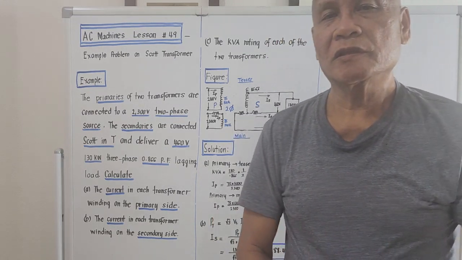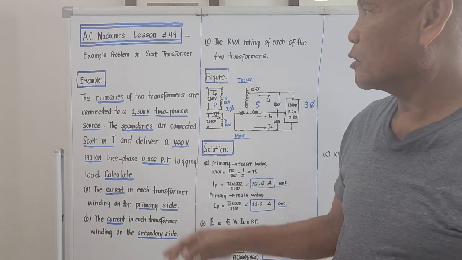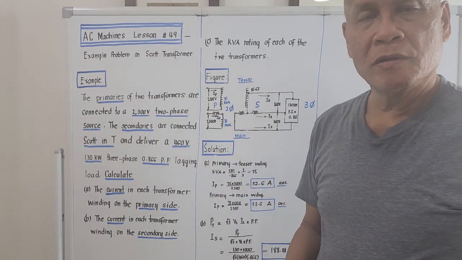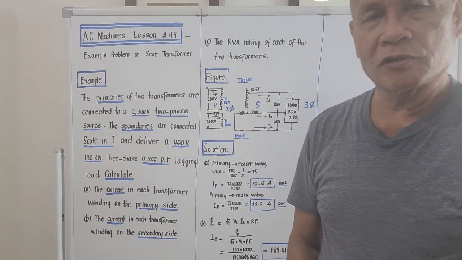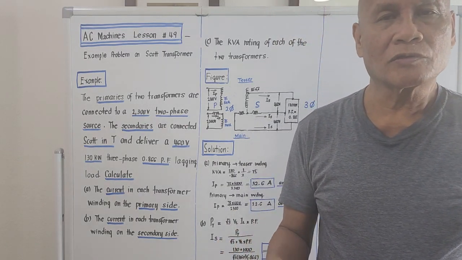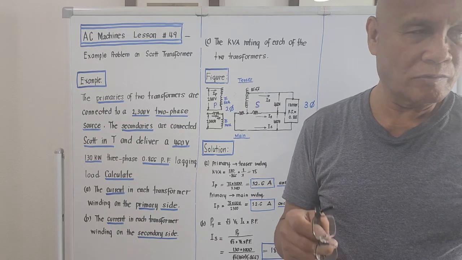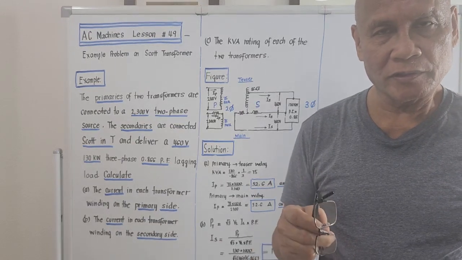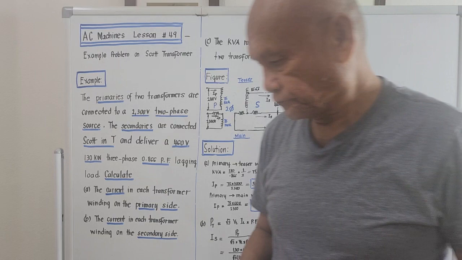My topic for this morning will be a continuation of AC machines. We are still on the study of transformers, and this will now be lesson number 49. The topic for this morning will be another example problem of the application of the so-called SCOTT connection of transformer, or the T-T transformer. Okay, let's proceed.